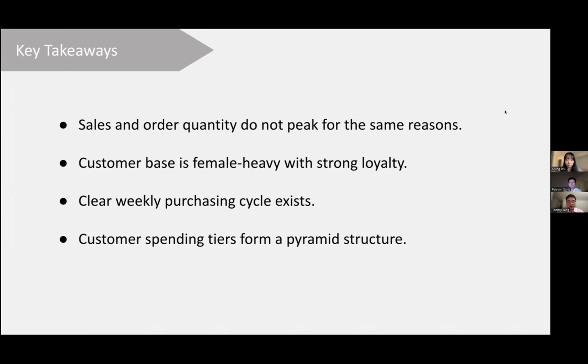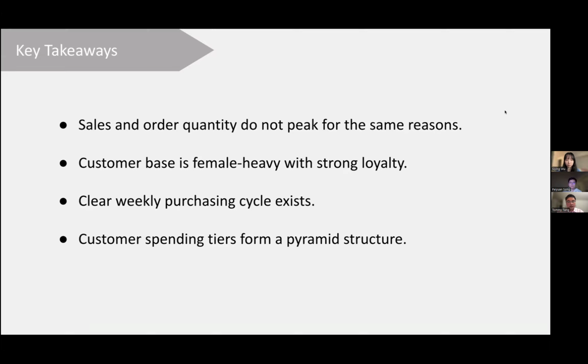And the third one is the clear weekly purchasing cycle. The order quantity and the sales are lowest on Monday and Tuesday, and they peak towards the end of the week, like Friday. We think this might reflect purchasing behavior driven by inventory.